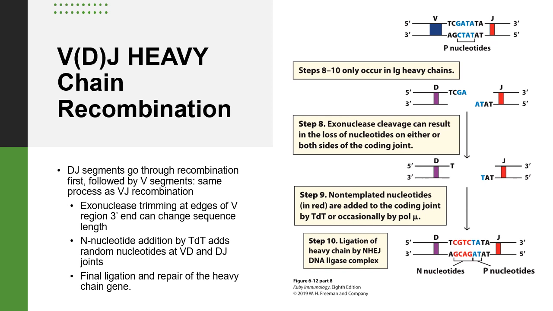Okay, so the last 3 steps of this process only occur in heavy chain DNA. What we just looked at was light chain recombination and the VJ recombination. The same first 7 steps occur for DJ recombination and then again for VDJ recombination. So these last steps only occur because immunoglobulin heavy chains have that D region, the diversity region, present. Step 8 is another cleavage.